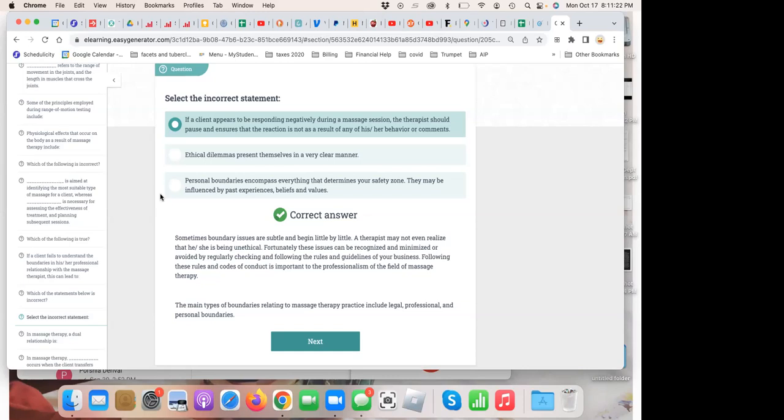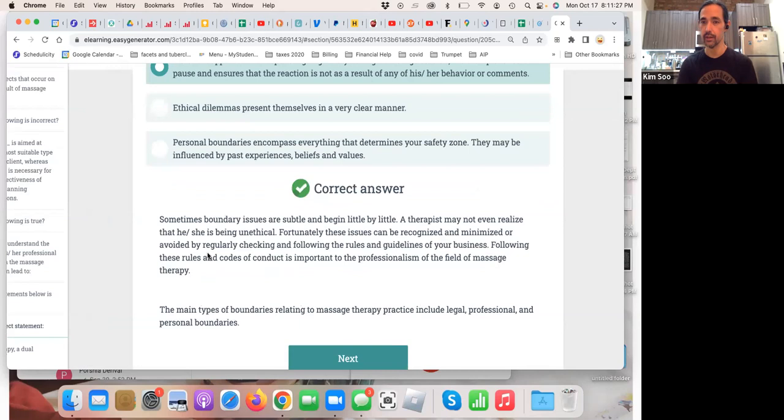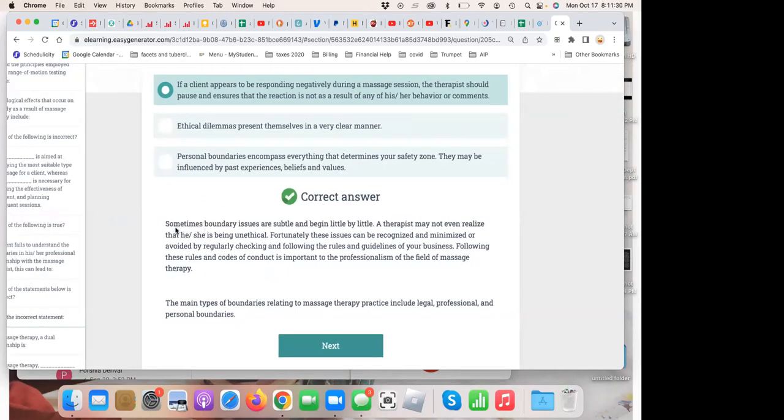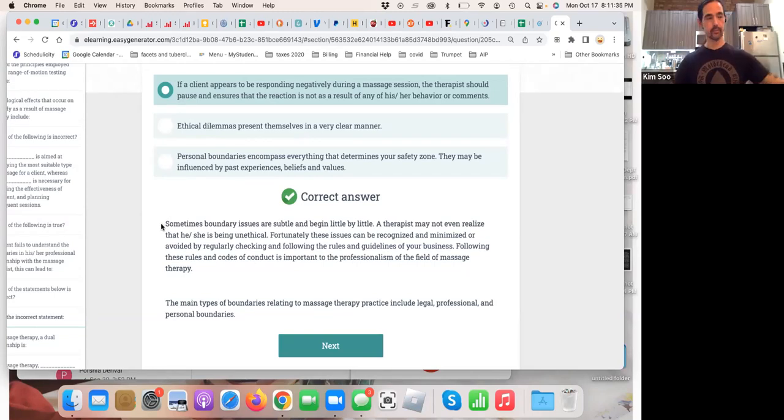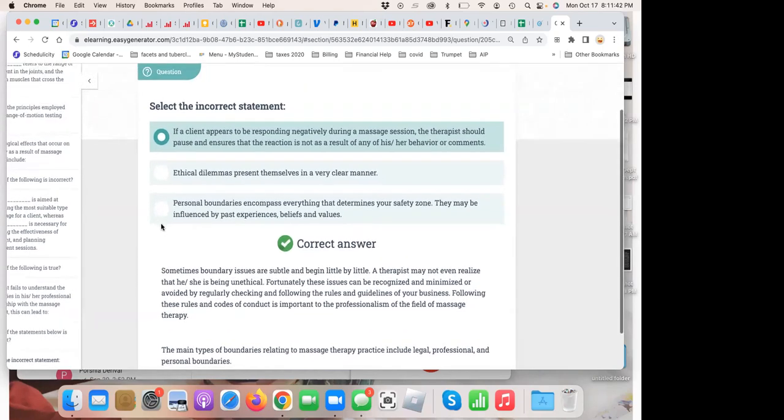Can you read it one more time? Yes. Okay. Actually, Larissa, why don't you read it? Can you see it here? Okay, let me see the question again. Incorrect statement: if the client appears to be responding negatively during a massage session, the therapist should pause and ensure that the reaction is not a result of his behavior or comment.